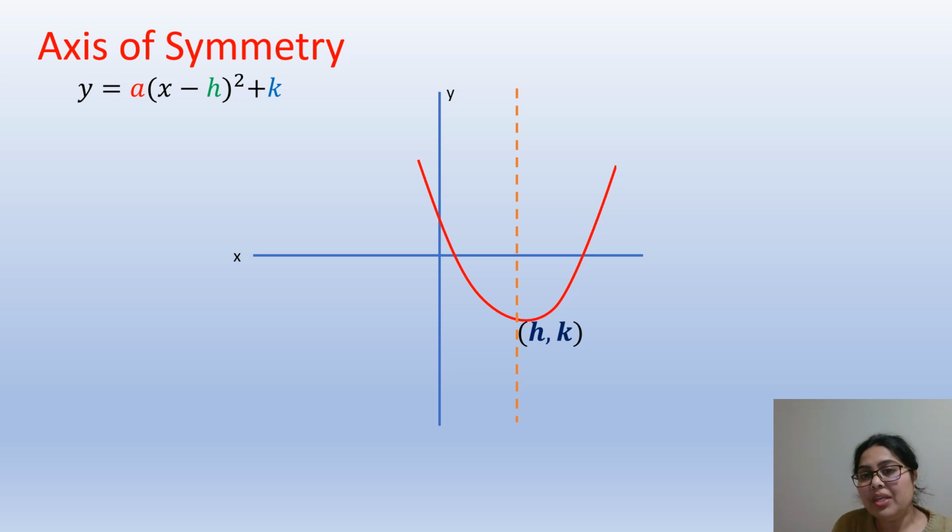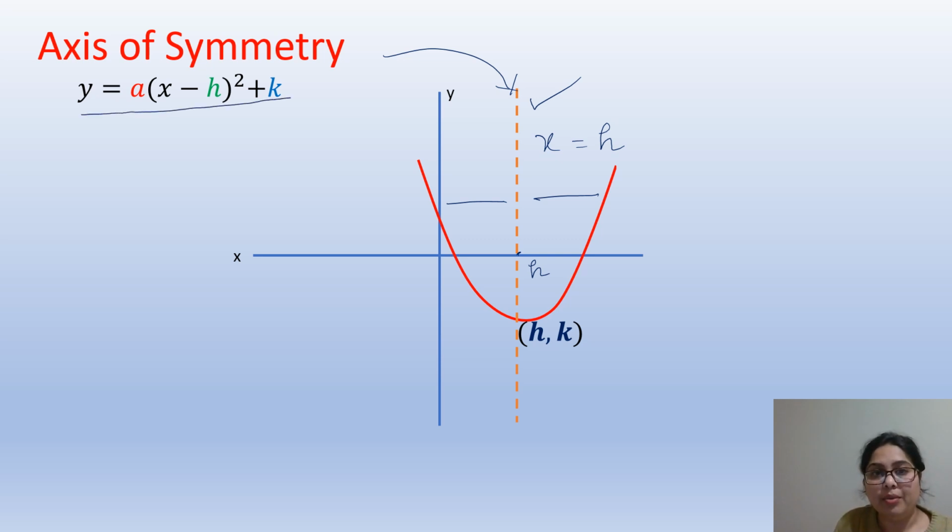The axis of symmetry is a vertical line that divides the parabola into two equal parts. For example, you can observe over here this dotted line divides the parabola into two equal parts, and this is the axis of symmetry. This line is passing through the point h on the x-axis, so the equation of the line is given by x equals h. Now, how do we find this axis of symmetry from the standard equation of a parabola? You just have to put x minus h equals 0, which will give you the axis of symmetry as x equals h.